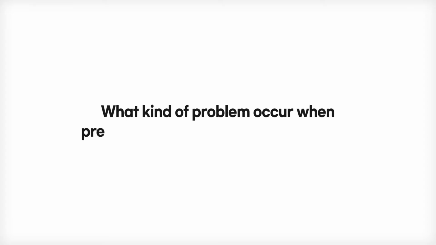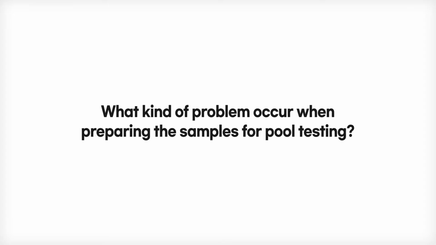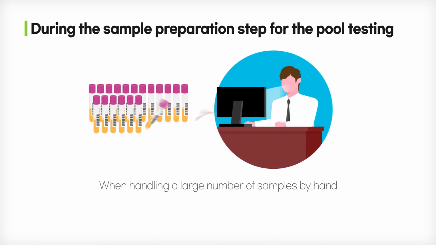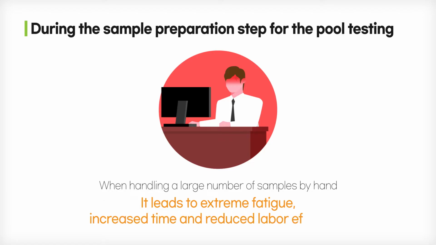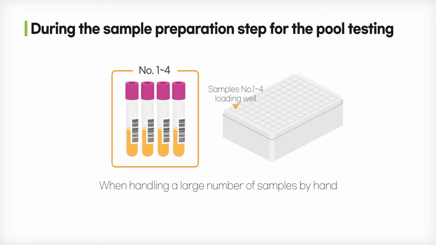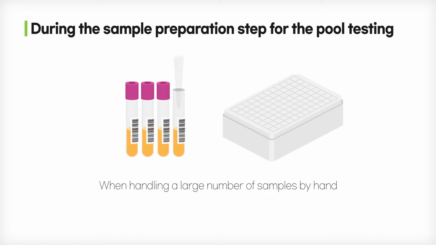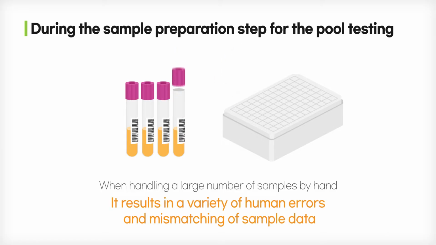What problems can occur during the sample preparation step for pool testing? Manually loading samples and recording their information is a time-consuming and tedious task. Researchers will feel exhausted, reducing the labor efficiency. This results in human errors and mismatching of sample data.